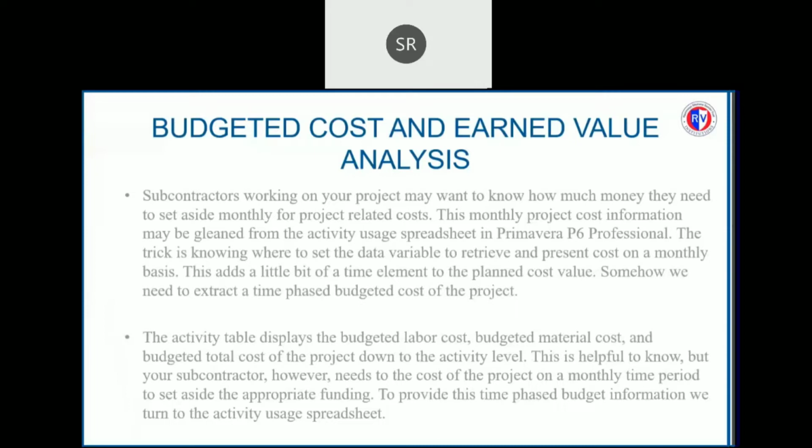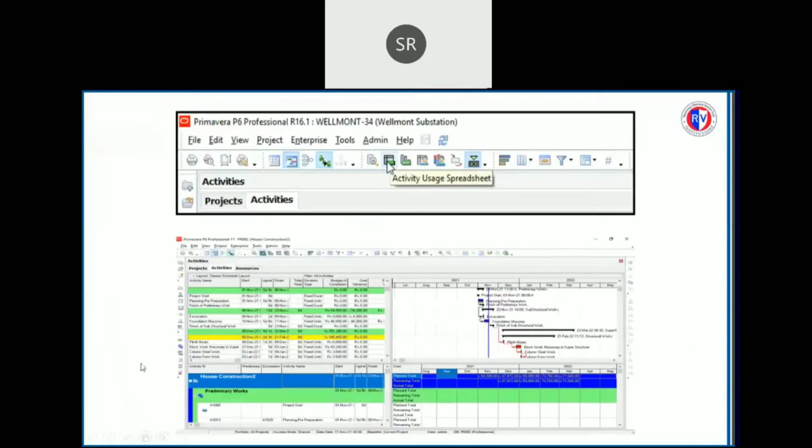The activity table displays the budgeted cost, budgeted material cost, budgeted total cost of the project down to the activity level. This is helpful to know, but our subcontractor, however, needs the cost of project on a monthly time period to set aside the appropriate funding. To provide this time-phased budget information, we turn on the activity usage spreadsheet. This is the activities usage spreadsheet, and this is the budget which we get at the end of each month.